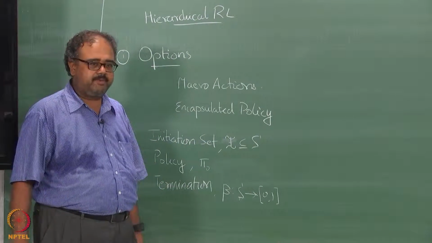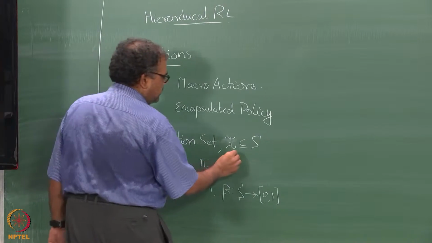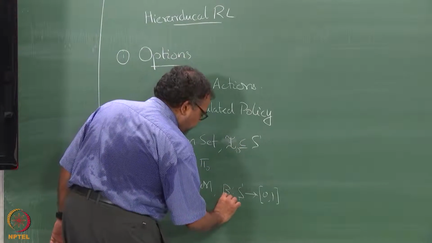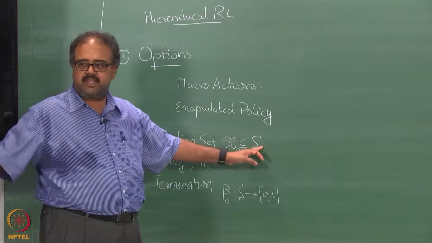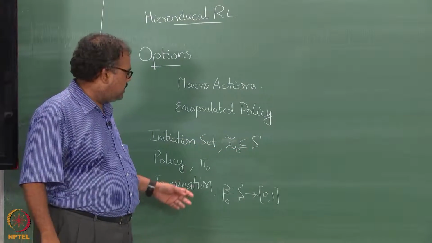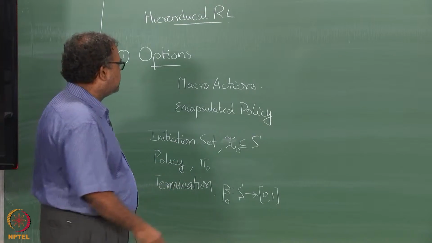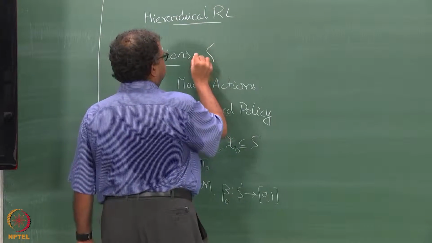These are the three components that make up an option. So I have the basic MDP, which is some states, actions, and so on and so forth, and an option is going to consist of these three things.